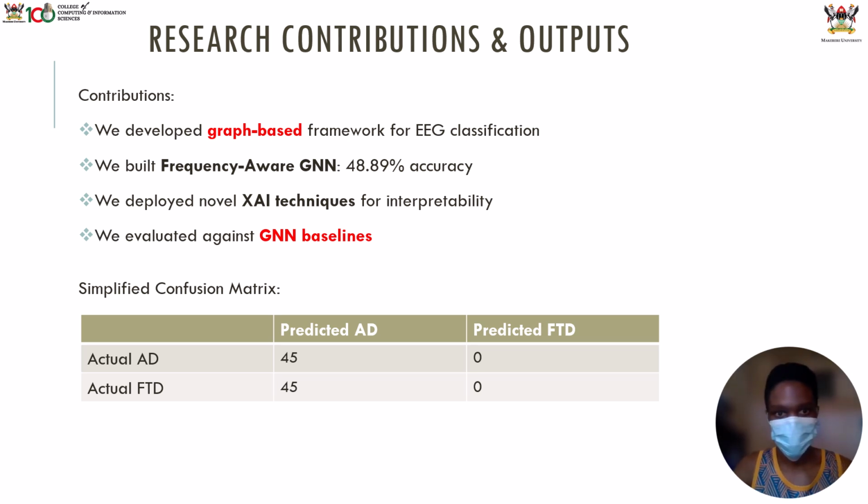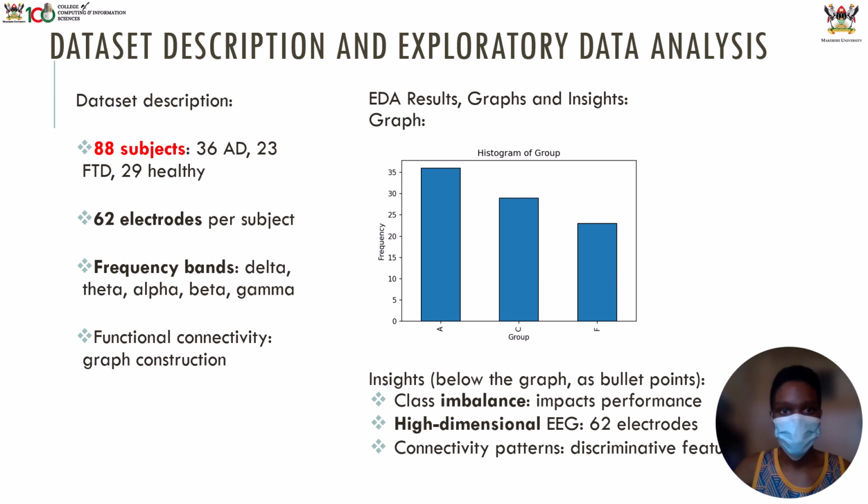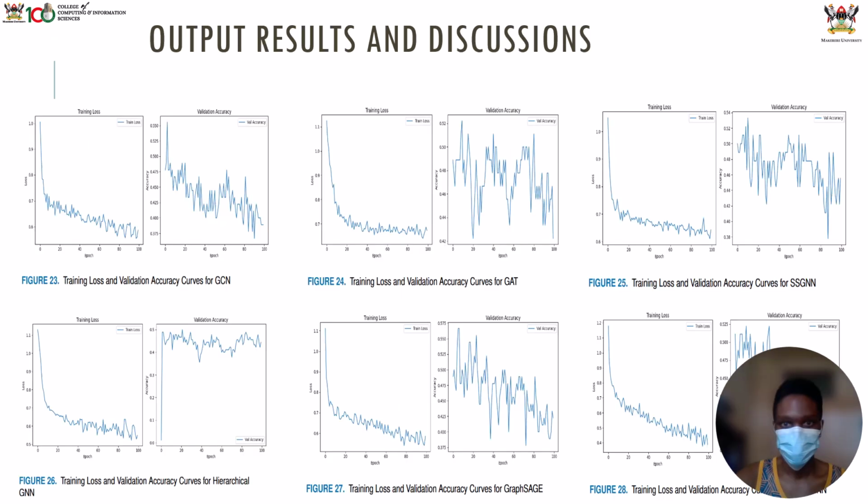So, contribution: we developed a graph-based framework for EEG, built a frequency-aware GNN, deployed novel XAI model techniques, and then evaluated GNN baselines. So this is our methodology, all the way to predicted results: GNN training, prediction, interpretability. Then the data description: we used 88 subjects, and 62 electrodes per subject. Those are the frequency bands that were used in our analysis, and then the functional connectivity using nodes.